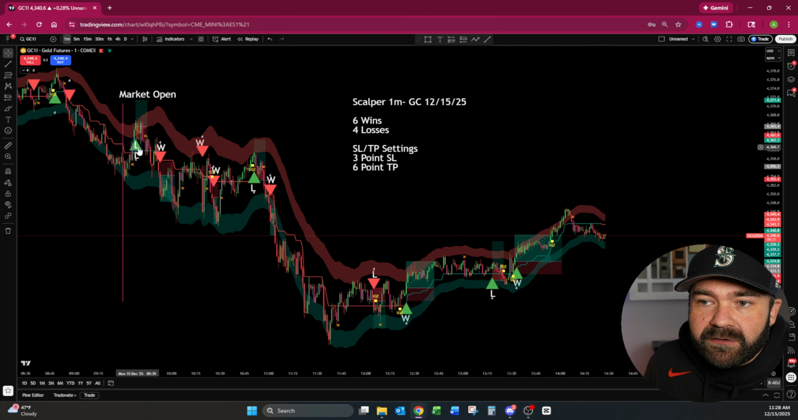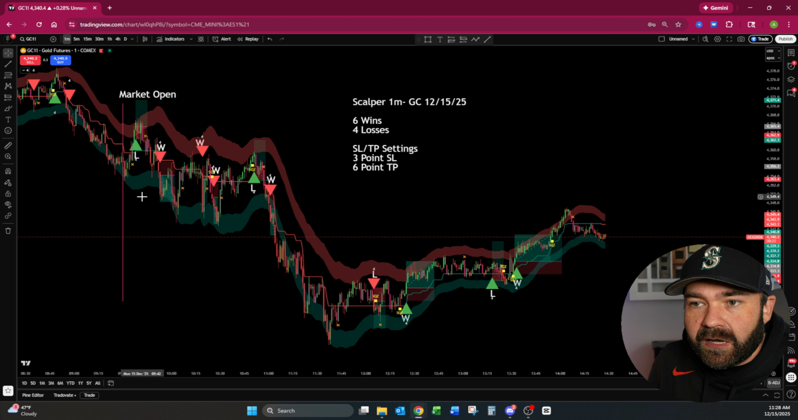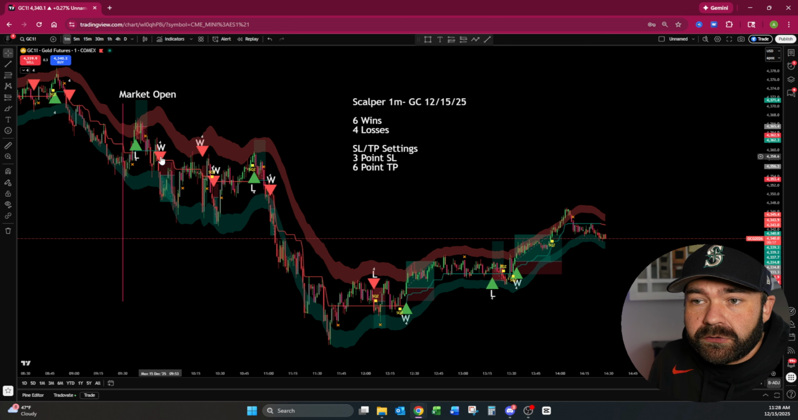So this right here immediately called a long, and we set a 3 point stop loss, 6 point take profit. It hit the stop loss. So we start off with a loss. Then right here, it triggers a short.